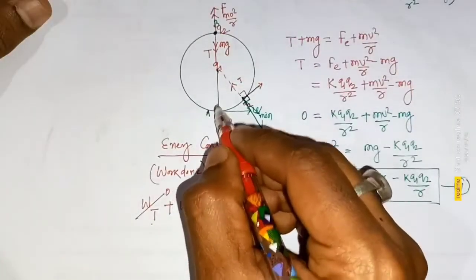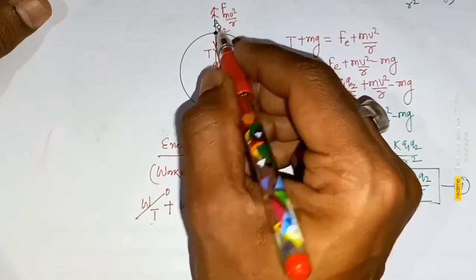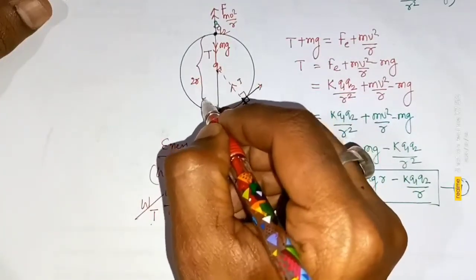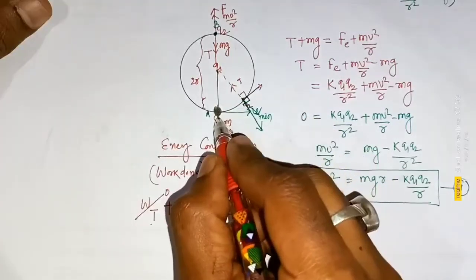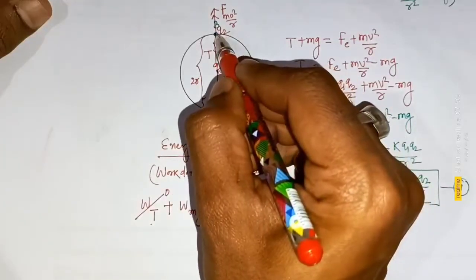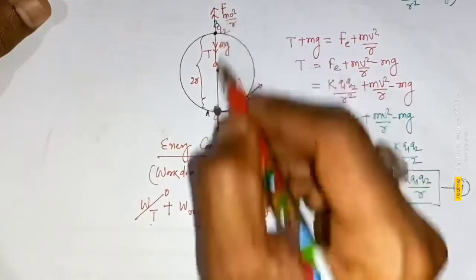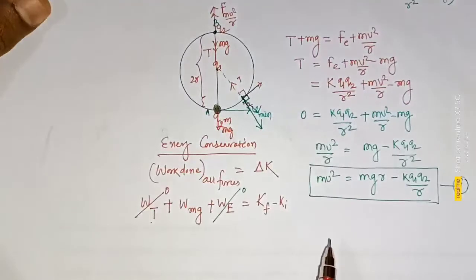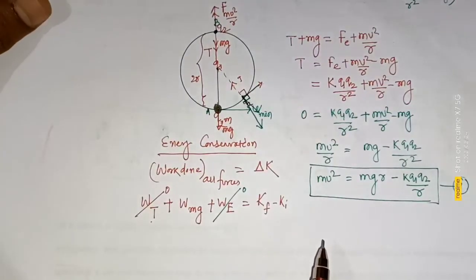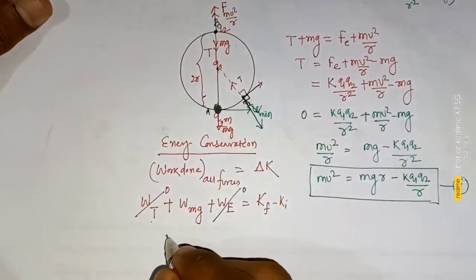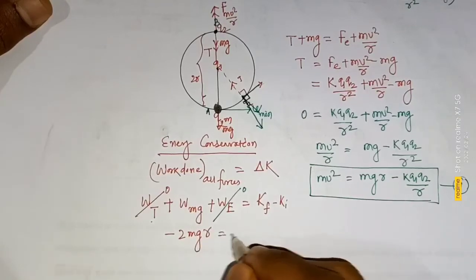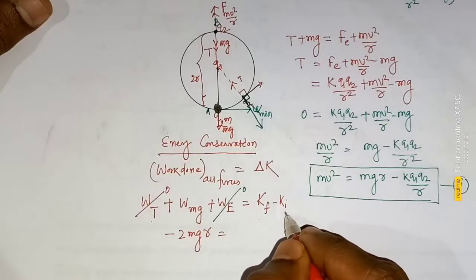And how much height does it go? It goes to a maximum height of 2r, because initially the charge is here, and now the charge is here. So it goes 2r in height, and mg is downward. That's why the angle between force and displacement is 180 degrees. So I can write minus 2mgr equals K final minus K initial.